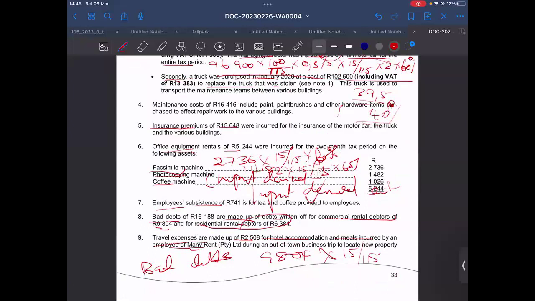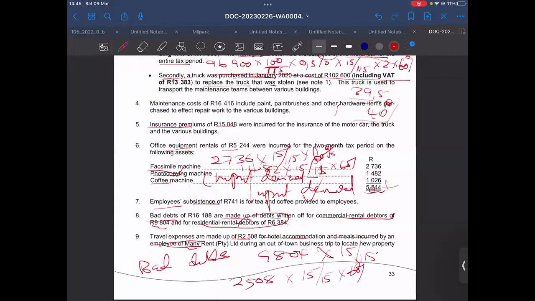So we are going to claim input VAT, but we are not sure whether this travel relates to residential or commercial buildings, so we apportion, because they just say travel expense for business purpose. So input is 2,508 times 15 over 115 times 60%. We apportion our input on it. Does it make sense?